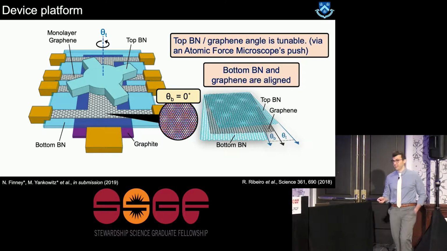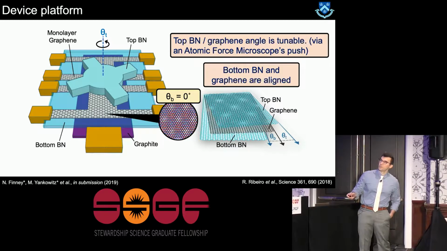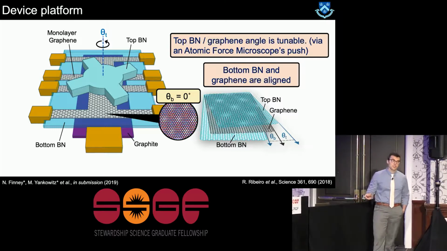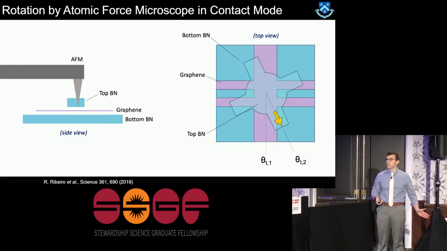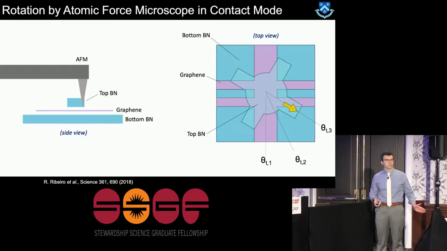And then we put on top of that a rotatable BN structure over the channel where we can measure the resistivity. This top piece is rotatable by pushing on it with an atomic force microscope in contact mode. To help us imagine what that looks like, I have an AFM tip, and I bring it into contact with the top BN rotator. I push, the BN rotator rotates, I push, the BN rotator rotates. Then when I do an AFM scan, I can use an on-screen protractor to measure the angular displacement and corroborate that with the measurements I take.